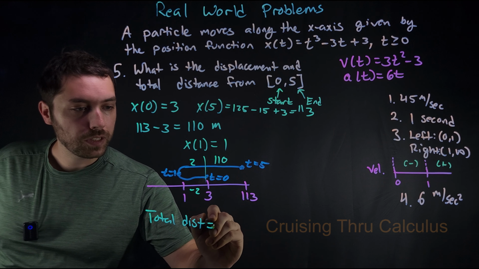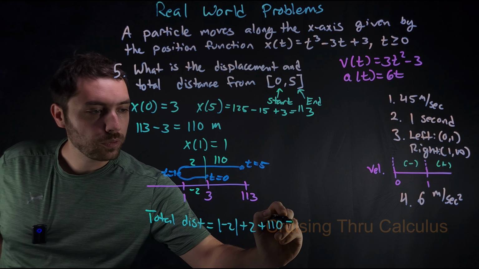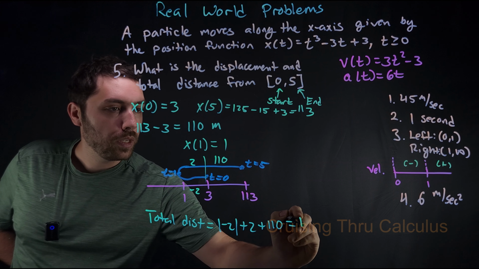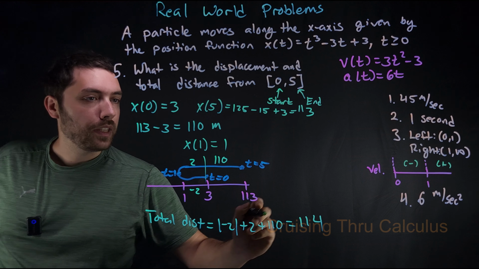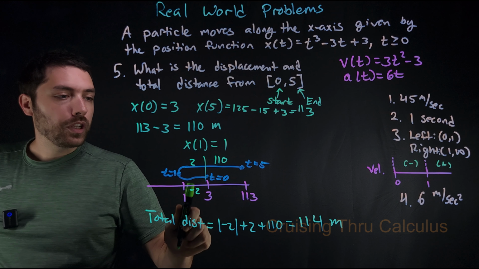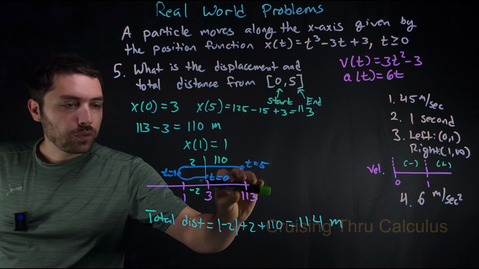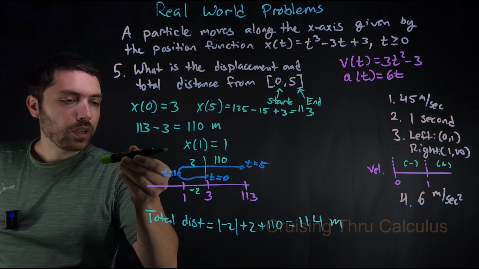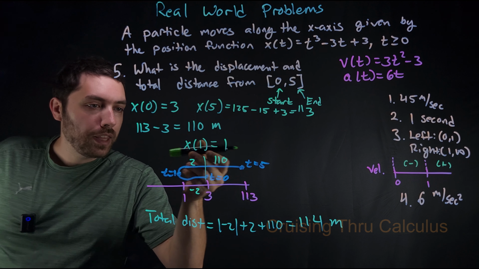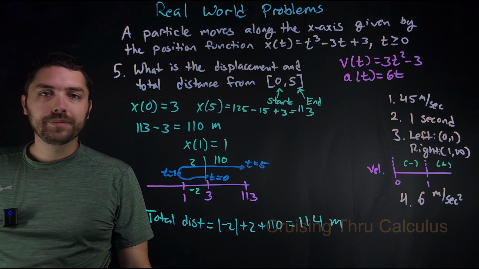So our total distance is going to be, let's make that one positive. Those are already positive, so we don't have to worry about that. It looks like 114, and then this will be in meters. So the displacement was 110 meters, but the total distance traveled was 114 meters. That's because we traveled to the left for 2 meters, then we traveled back right for another 2 meters, and then we traveled 110 meters for the rest of our journey up until 5 seconds.